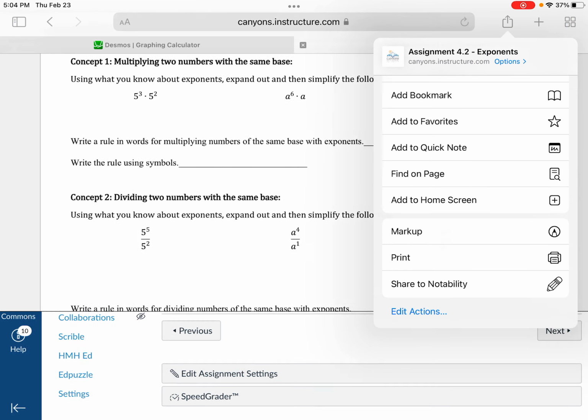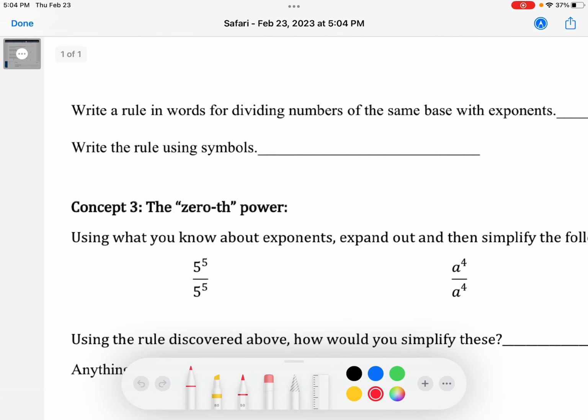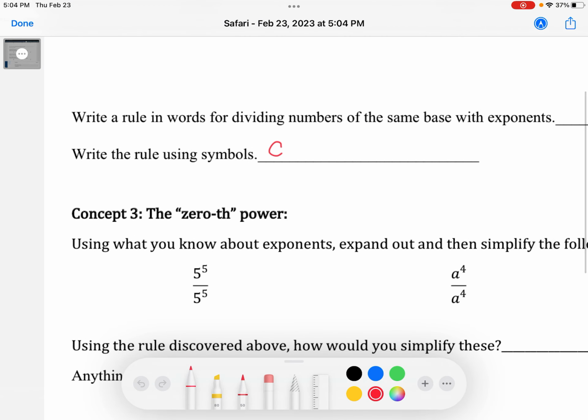And let's come up with a rule for that using some symbols. If we wanted to make a rule for this using symbols, we would say something like this. Let's say a to the m divided by a to the n is equal to a to the m minus n, subtracting those exponents.